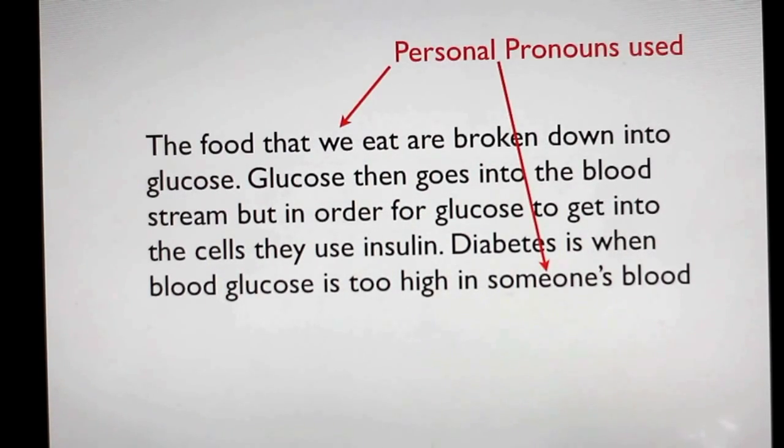The first one is the use of personal pronouns. You start using we, I, me, my, someone's blood, and all those things. That makes it informal. So the first check that you want to do whenever you go through your paper is to avoid, as much as you can, using we, someone's blood, I, a patient, or any others.